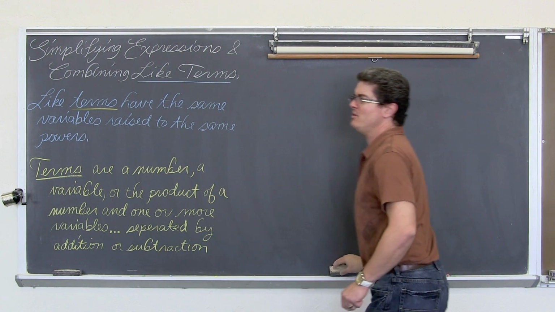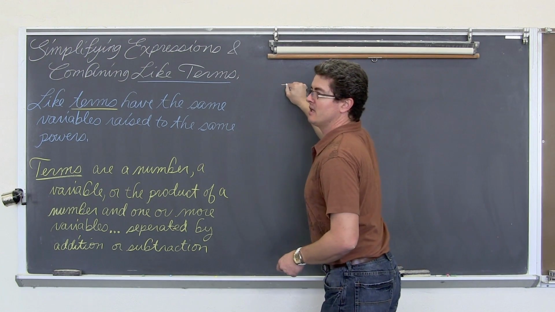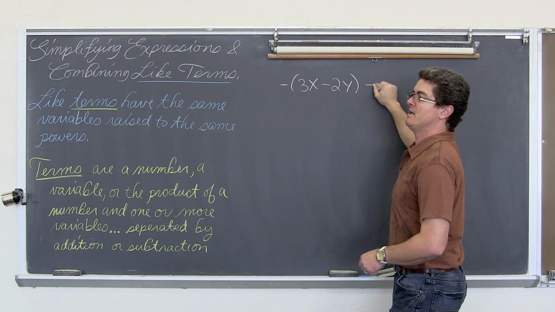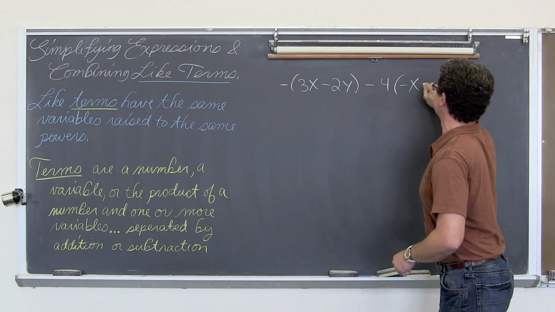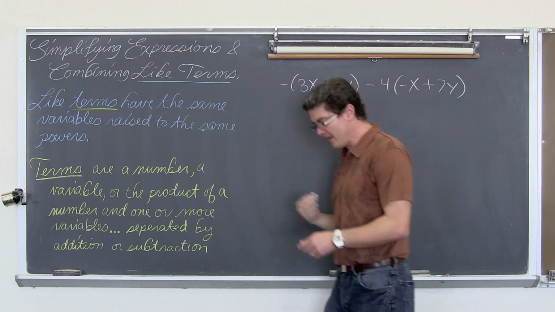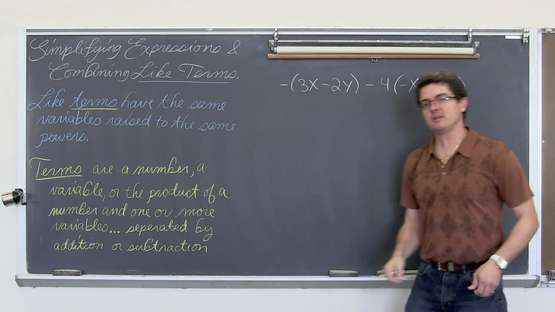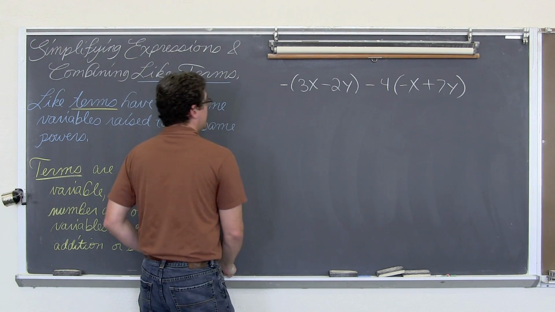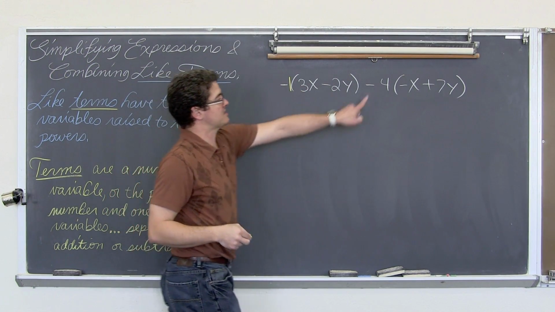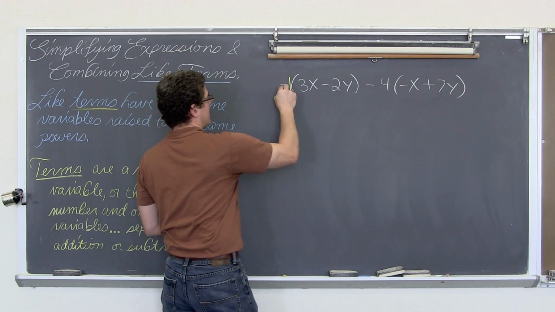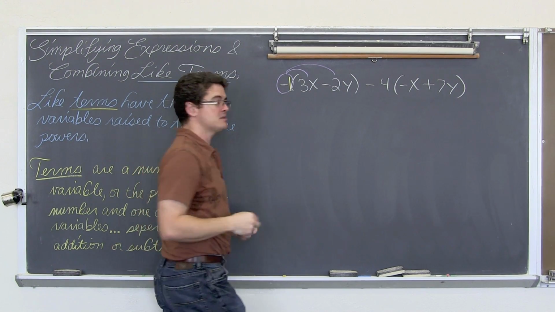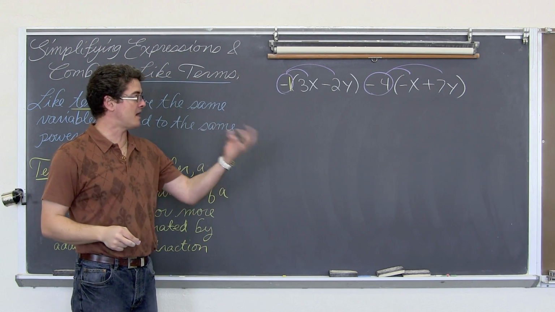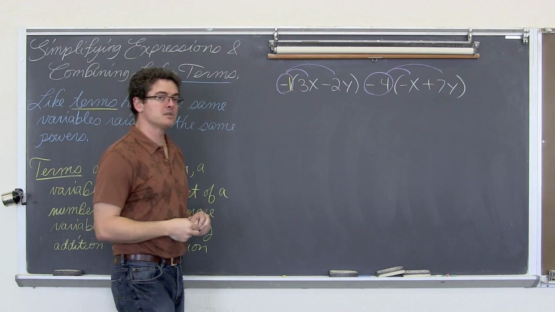Moving on to the next example. Negative 3x minus 2y minus 4 times negative x plus 7y. Again, every time I do an example, I'll step up the difficulty. These both have a negative 1 in front of the parentheses, or at least that one does. This has negative 4. So we're going to multiply negative 1 through this parentheses, and we're going to multiply negative 4 through that parentheses. See how I'm capturing the signs to the left and pulling them through? You want to do that.